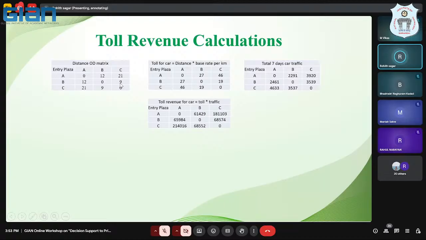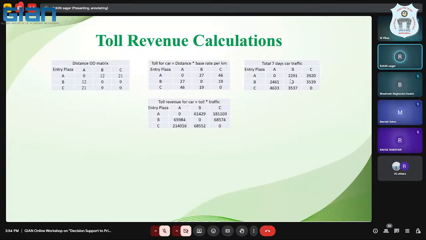So this is the distance table, and the formula for estimating toll for a car is distance into base rate per kilometer. That base rate per kilometer is what we have estimated before, and if we multiply the distance with the base rate, we get 27.46 like that. To get total revenue for cars, we need to multiply the toll with respect to the traffic. Here we have taken a total of 7 days of traffic, but if we want the yearly toll revenue, we need to multiply it with AADT. So we will get the toll per year.